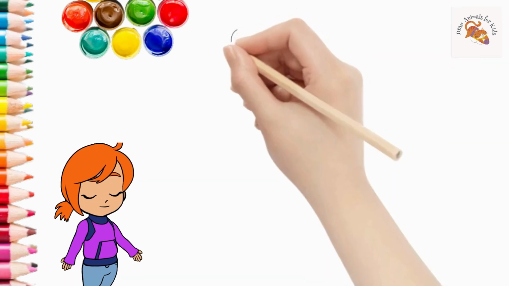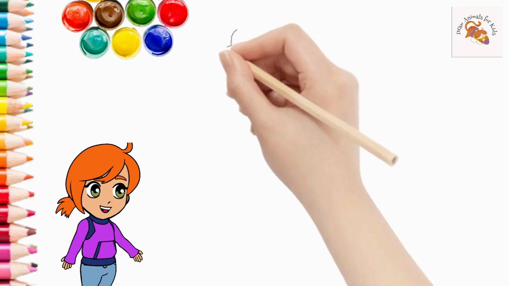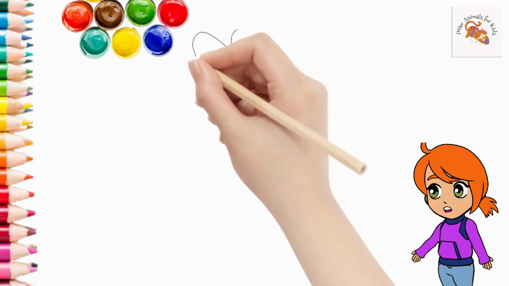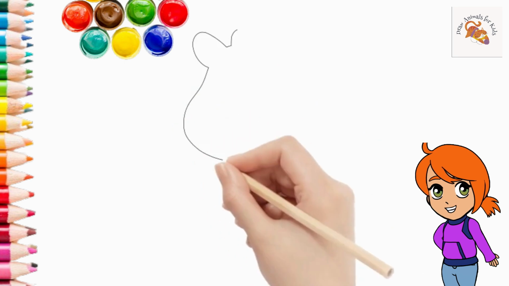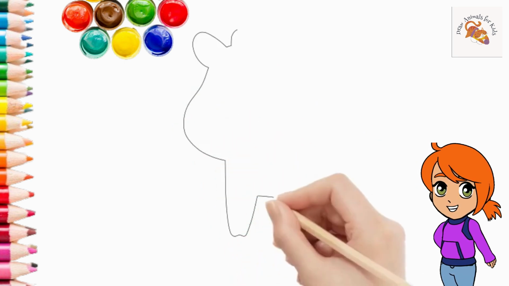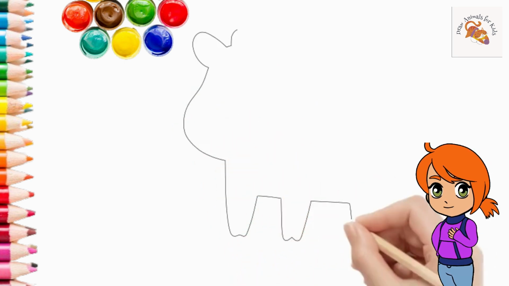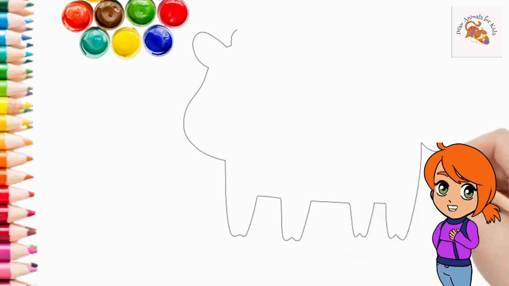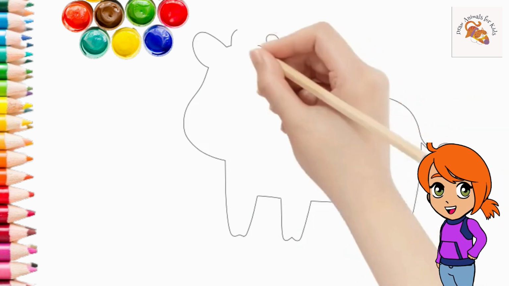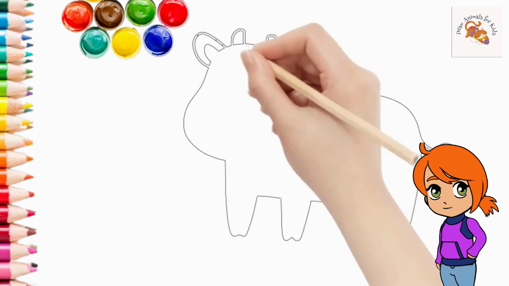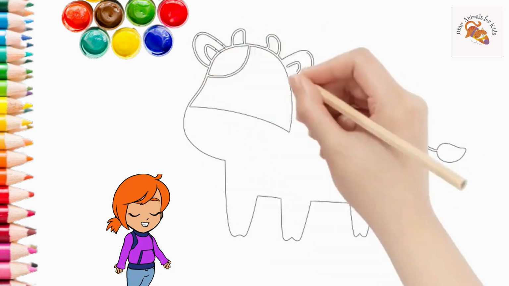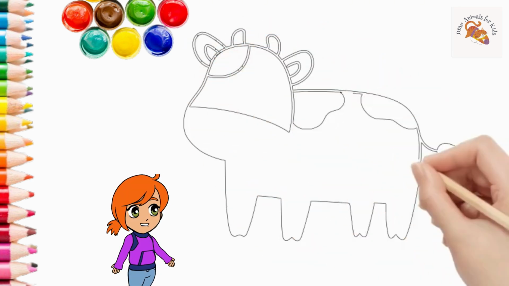Old MacDonald had a farm, E-I-E-I-O. And on that farm he had a cow, E-I-E-I-O. With a moo-moo here and a moo-moo there, here a moo, there a moo, everywhere a moo-moo. Old MacDonald had a farm, E-I-E-I-O.